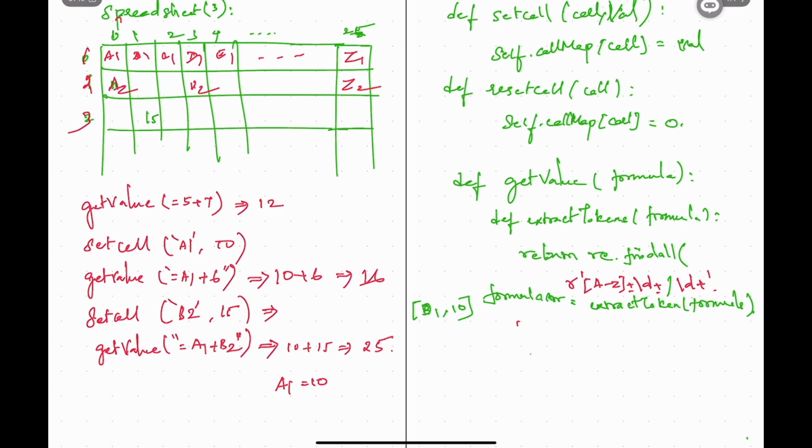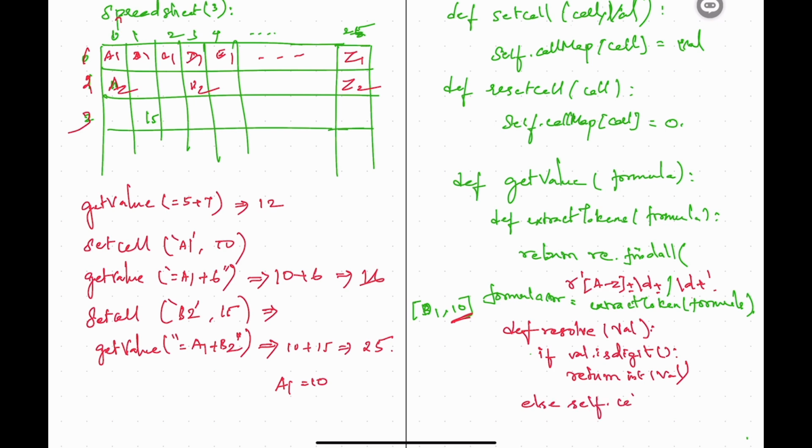So that's why we will be going with a resolve function, def resolve, and you will be passing a value. So if value dot is digit, so maybe we are checking if it is 10 something like that, you can straight away convert it to int of value. Else now you can return self dot cell map of value. So now it will return you 0.